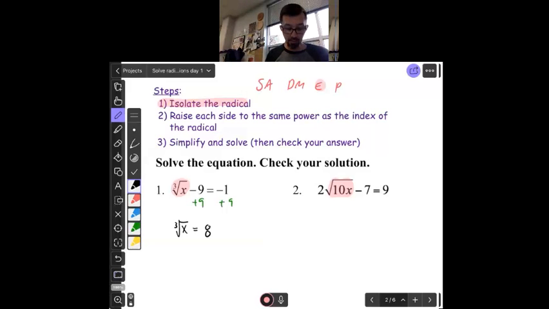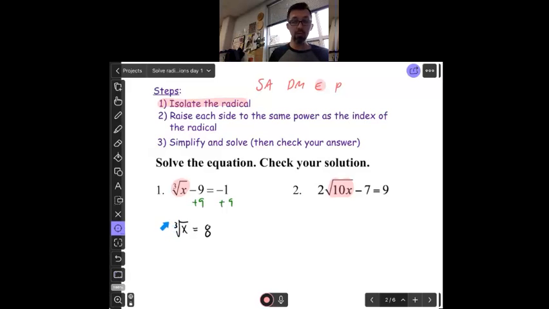There's nothing else around it now. Well, how do I get rid of a cube root? We raise each side to the same power as the index. Oh, so we better know what an index is, right? Here's our index. This is a cube root, so we will cube both sides. This is a third root, so we will raise both sides to the third power. Do you hear these similarities in the language? Cube root, cube both sides. Third root, raise both sides to the third power.